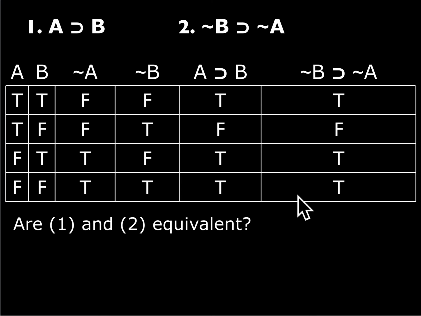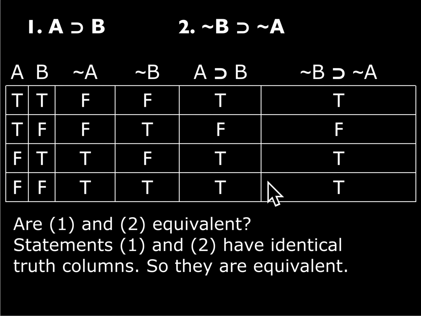Next up, are they equivalent? So now I'm looking for any row where they're different. And there isn't any row. These truth columns are identical. They have the same truth value on every row. So it turns out they are equivalent. Their truth columns are identical.